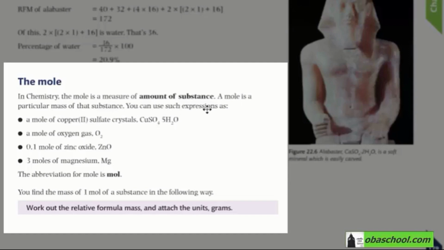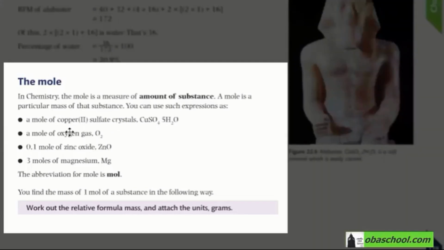You can use such expressions as a mole of copper sulfate crystals, a mole of oxygen gas, 0.1 mole of zinc oxide, or 3 moles of magnesium. The abbreviation for mole is mol, M-O-L, without the E. When we want to write a shortcut for mole, we remove the E: M-O-L.